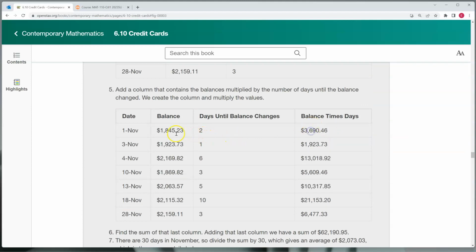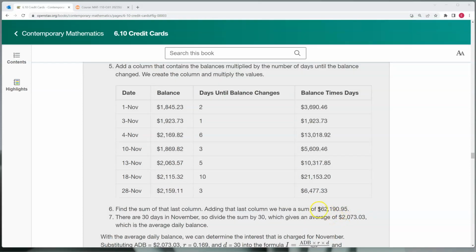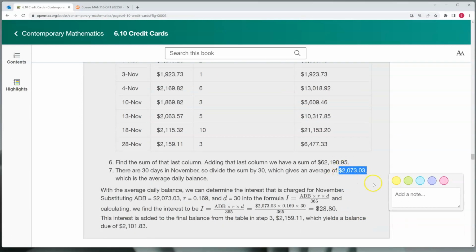And what we're going to do now, once we do each of these multiplications, we're multiplying here. I'll write that. So we're doing multiplication here to get us this column. And then what we're going to do at the end is we're going to add this last column, and that's going to give us $62,190.95. Now, this is an average, so then we're going to take that and we're going to divide it by the number of days in the billing cycle, and 30 days. And then when we divide that, we get $2,073.03. So that's our average daily balance.